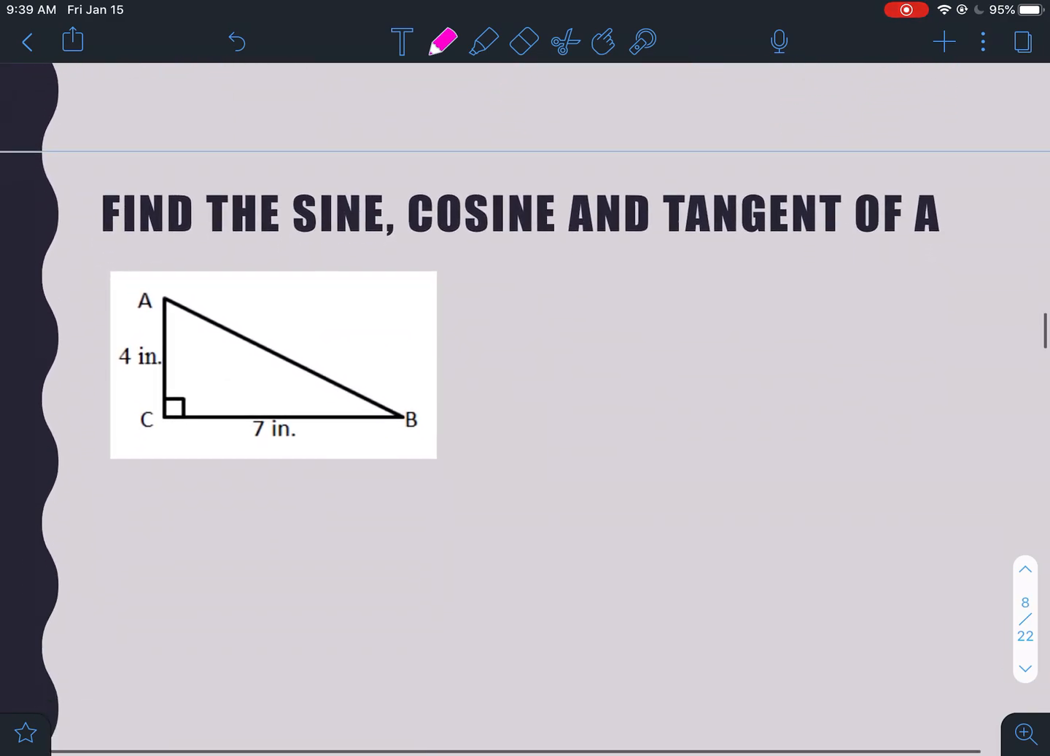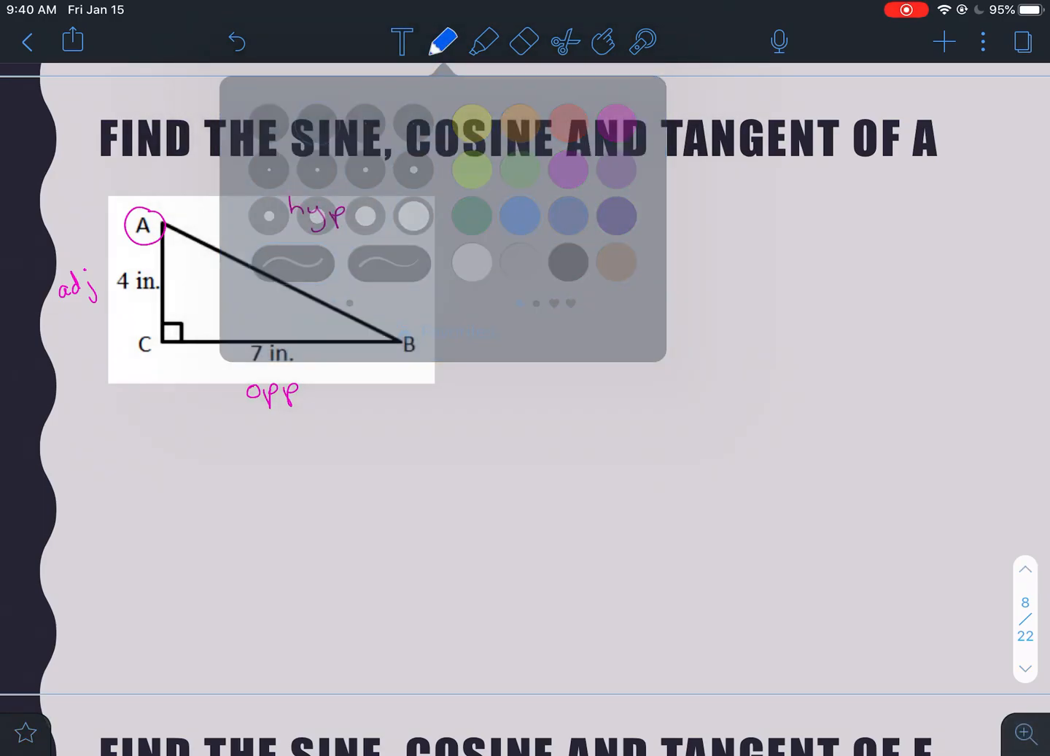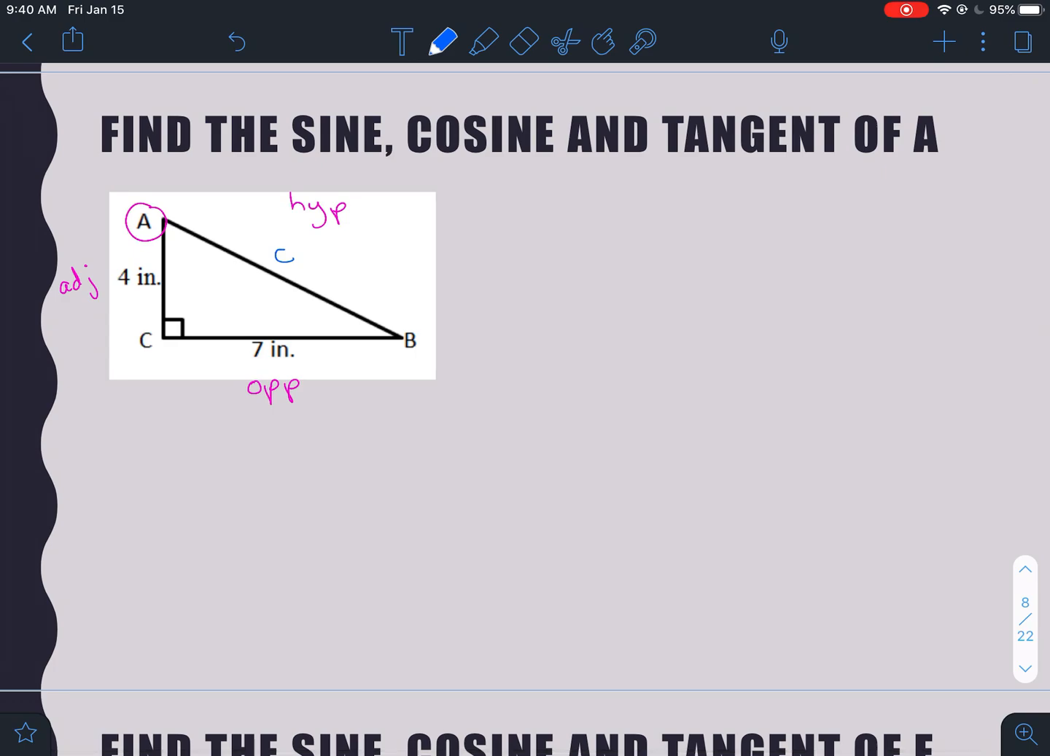All right, let's look at another one. Find the sine, cosine, and tangent of A. So let's circle the angle that they want and then label the sides. Across from it is called the opposite. Across from C, across from the 90 is the hypotenuse. And then the other side is called the adjacent. Well, notice this time we don't know the hypotenuse, but we know how to find it. We can use the Pythagorean theorem. So we'll label this side C.